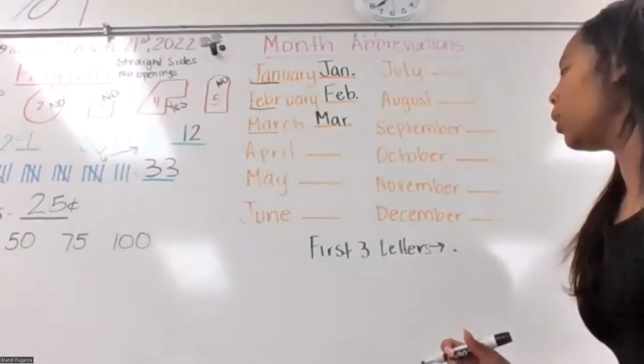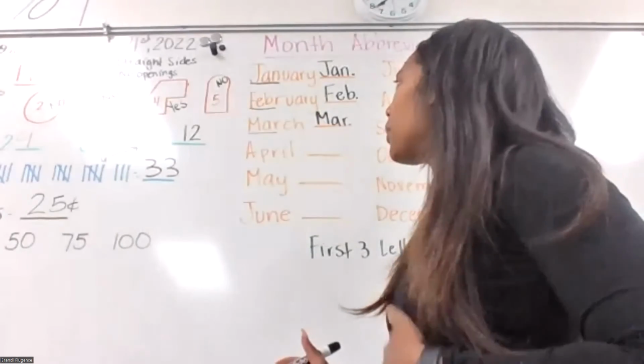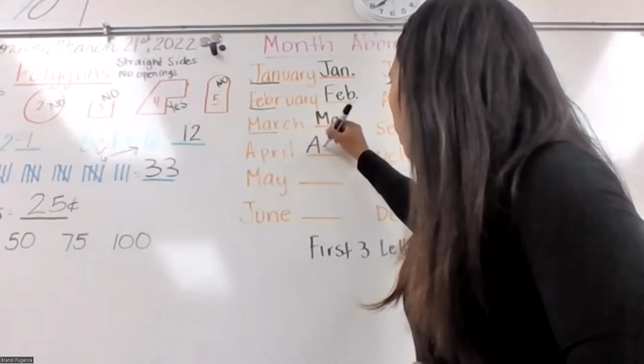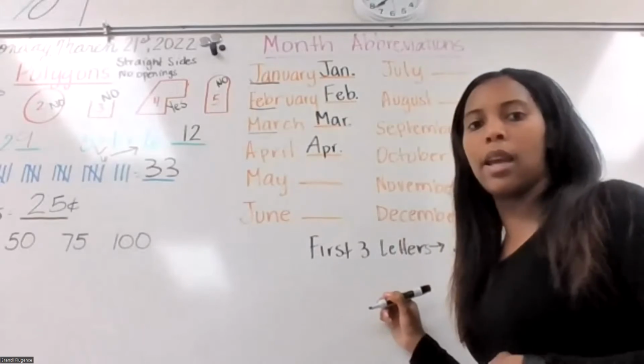All right, April. Let's see, nobody can tell me, what would the abbreviation be? Capital A-P-R, dot. A-P-R dot. April.